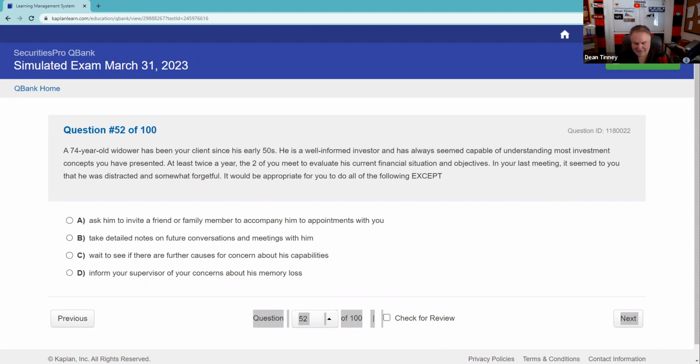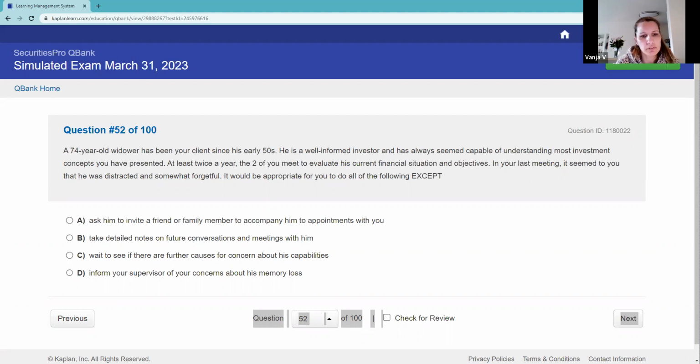Ask him to invite a friend or family member to accompany him to appointments with you. Take detailed notes on future conversations and meetings with him. All would be appropriate except, okay. Wait to see if there are future causes to concern about his capabilities. Inform your supervisor of your concerns about his memory loss.